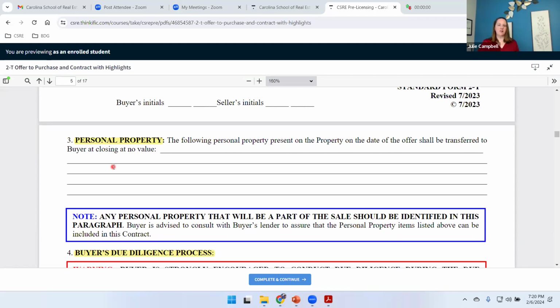This blue note is just telling us that any property that will be part of the sale should be identified. Buyers are advised to consult with their lender about personal property. The lender is giving the loan to buy a house, not stuff. So if that personal property list starts adding up, the lender may have an issue. I mean, think about it. Most cases, they're giving you a 30-year loan. And it's hard to buy a John Deere green tractor on a 30-year loan, you know? So the lender's job is to give money to buy the property. So this is just letting us know, refrigerator, washer, dryer.